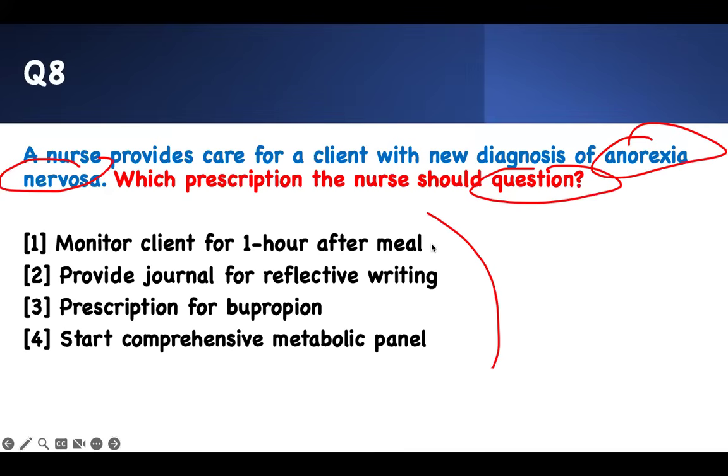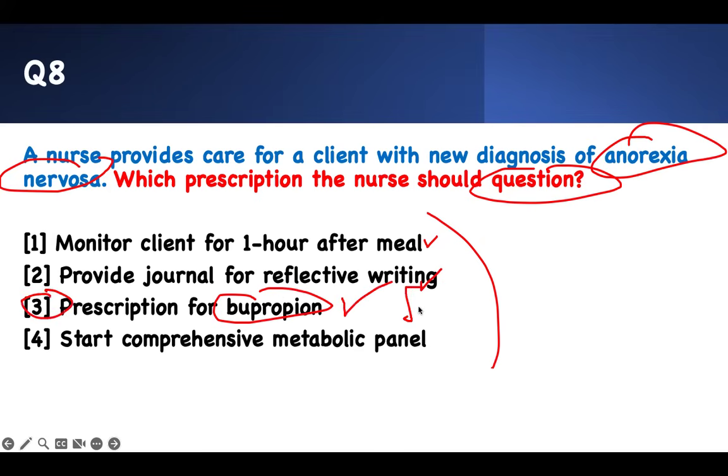Monitor the client for 1 hour after meals. It's good so that they don't vomit. Provide a journal for reflective writing so that they can talk about what is going on with them. It's a psychiatric problem, a mental health problem, so they can reflect on that. Prescription for bupropion, it decreases your appetite. You want an anorexia patient not to eat? Yeah, this is wrong. So this is what I will question.